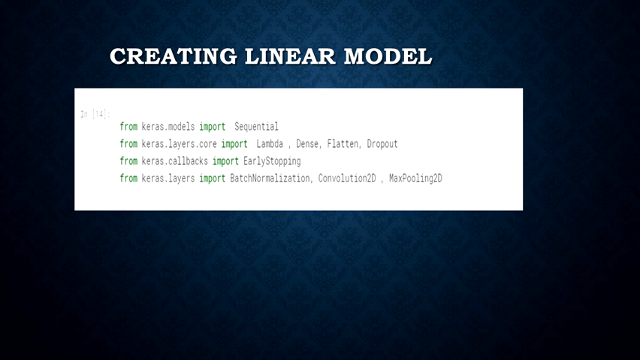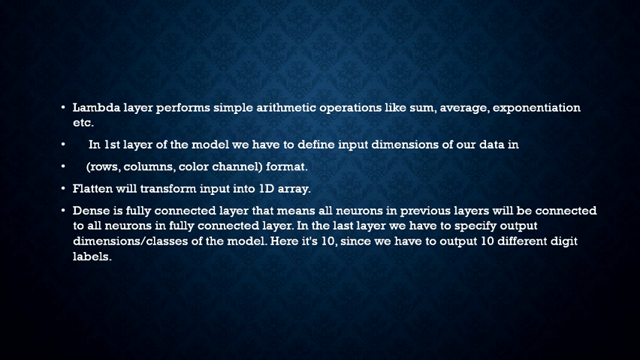And also we have done the linear model. We have created the linear model, and in it we import Lambda, Dense, Flatten, and Dropout. So why do we use Lambda, then Dense and Flatten? The reason is the Lambda layer performs simple arithmetic operations like sum, average, exponential, etc., and we need it in our project. Also, in the first layer of the model we define the input dimensions, for the rows, columns, and color channel format. And Flatten will transform the input into a 1D array. That's why we use Flatten.